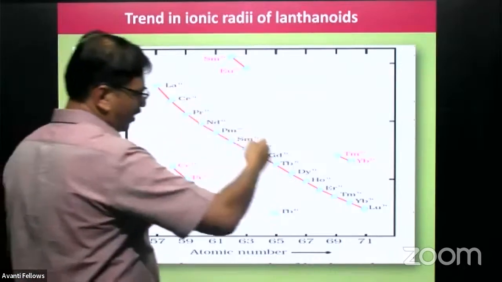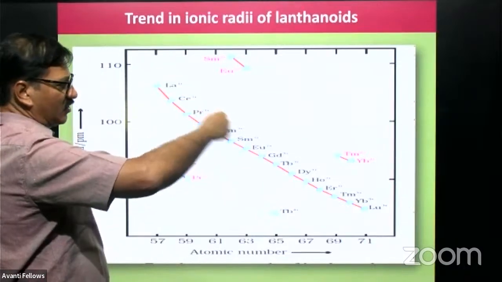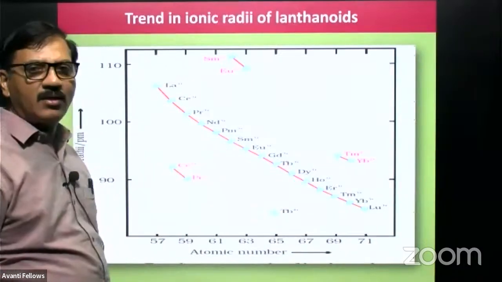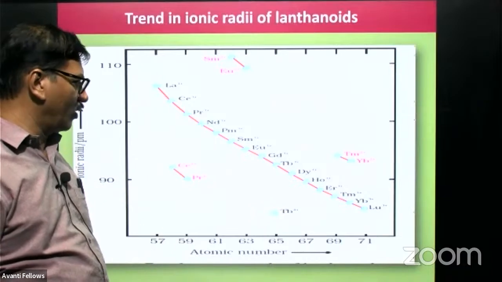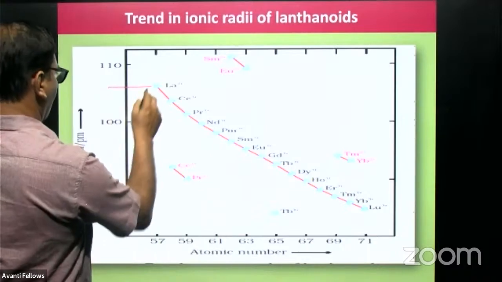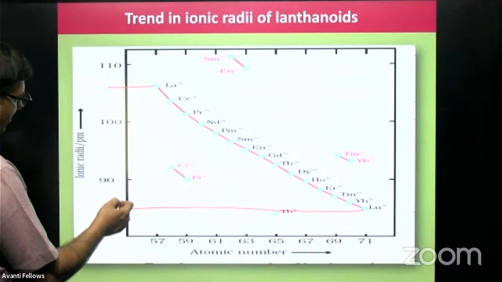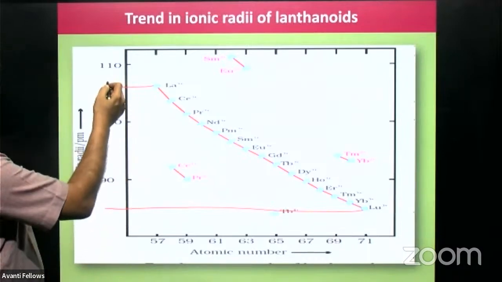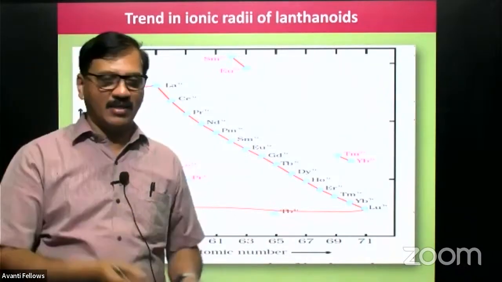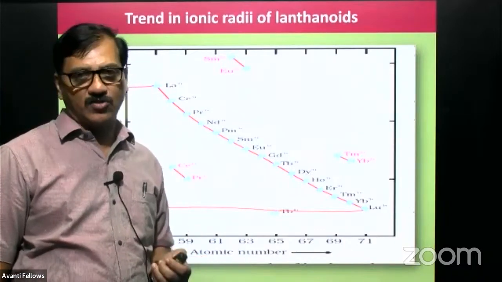You can see the regular curve, or we can draw it freehand. All form the +3 oxidation state, and there is no exception at all. They show a regular decrease, right? So with atomic number, the atomic radius changes from about 85 to 105. There is only a small variation, but it is shown in that way. This is the variation of the atomic radius, right?